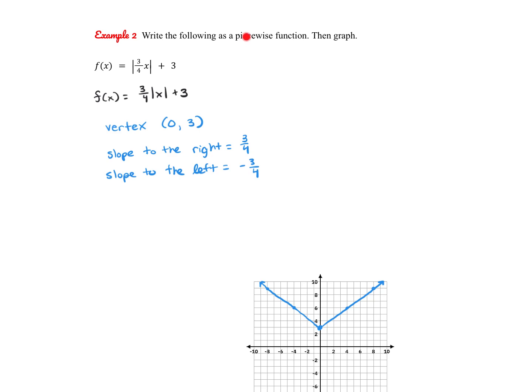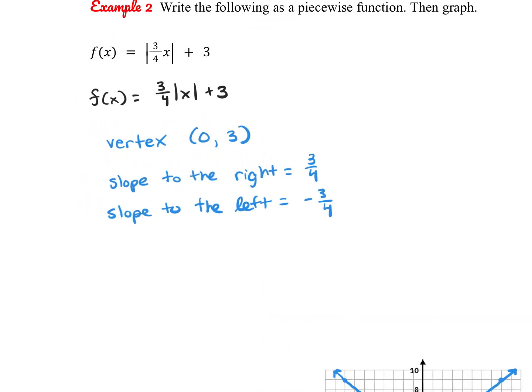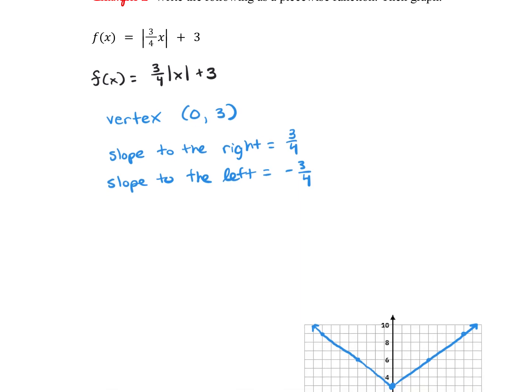Now we're going to practice writing it as a piecewise function. So whenever you are writing something more complex as a piecewise function, first thing to note is that that turning point is always going to be at the x value of your vertex. So you can see to the right and left of 0, we have two different linear equations.